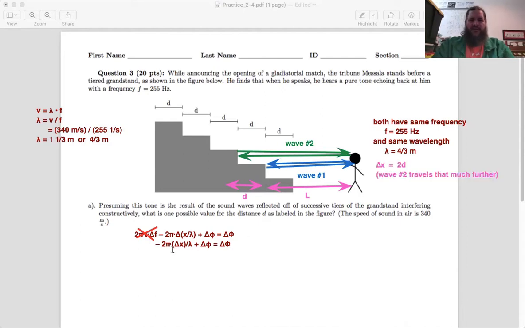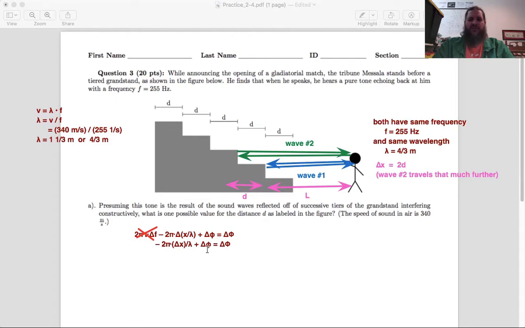So we can fill that in for delta X. We also know lambda, the wavelength, is 4/3 of a meter. Do we know anything about the delta phase constant, delta lowercase phi? Would it be the same and then like 0 because it's from the same source at the same time? Yeah, exactly. The phase shift is really all about the source.